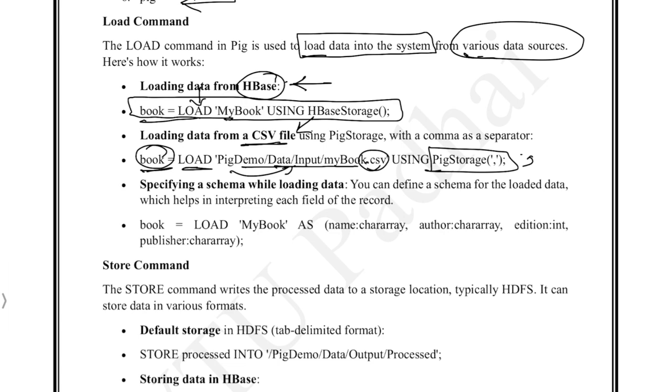Loading the data from a CSV file, you are using a load method where you pass the path of the entire CSV file using PigStorage. This method you are calling.